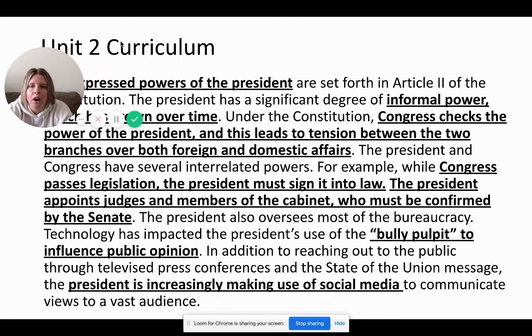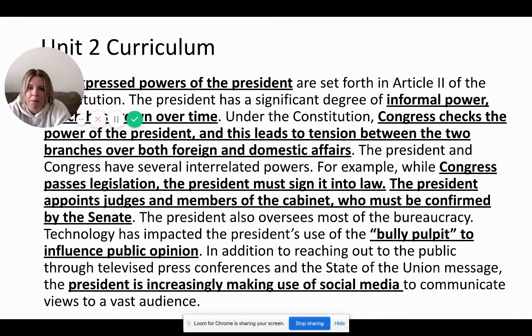The president and Congress have several interrelated powers. For example, while Congress passes legislation, the president must sign it into law. The president appoints judges and members of the cabinet who must be confirmed by the Senate. The president also oversees most of the bureaucracy.